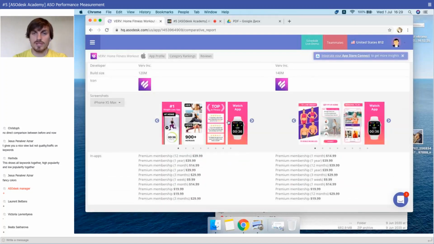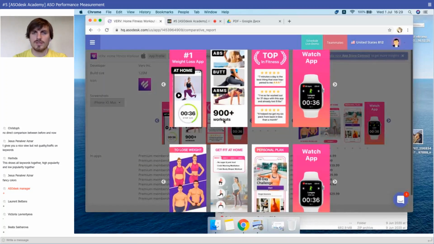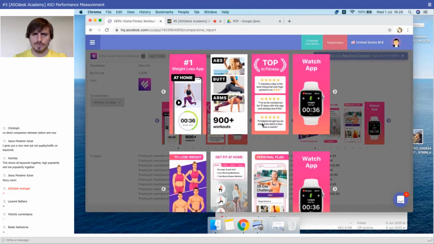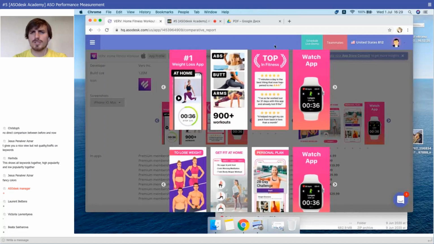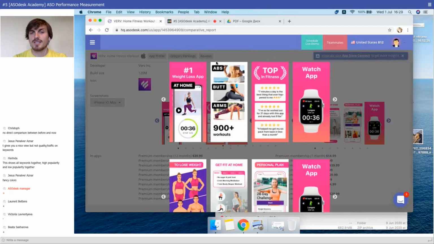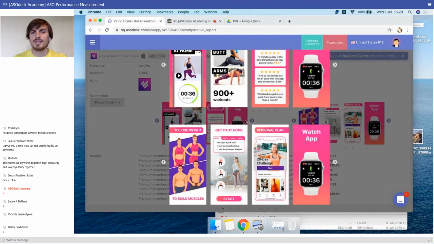Yeah, and you see they updated the screenshots. So before they were targeting the audience who are looking for the app, for whom exercises at home are super important. And first of all, they were targeting young ladies who are training at home and would like to have a nice body. And now they are targeting both young ladies and young gentlemen.